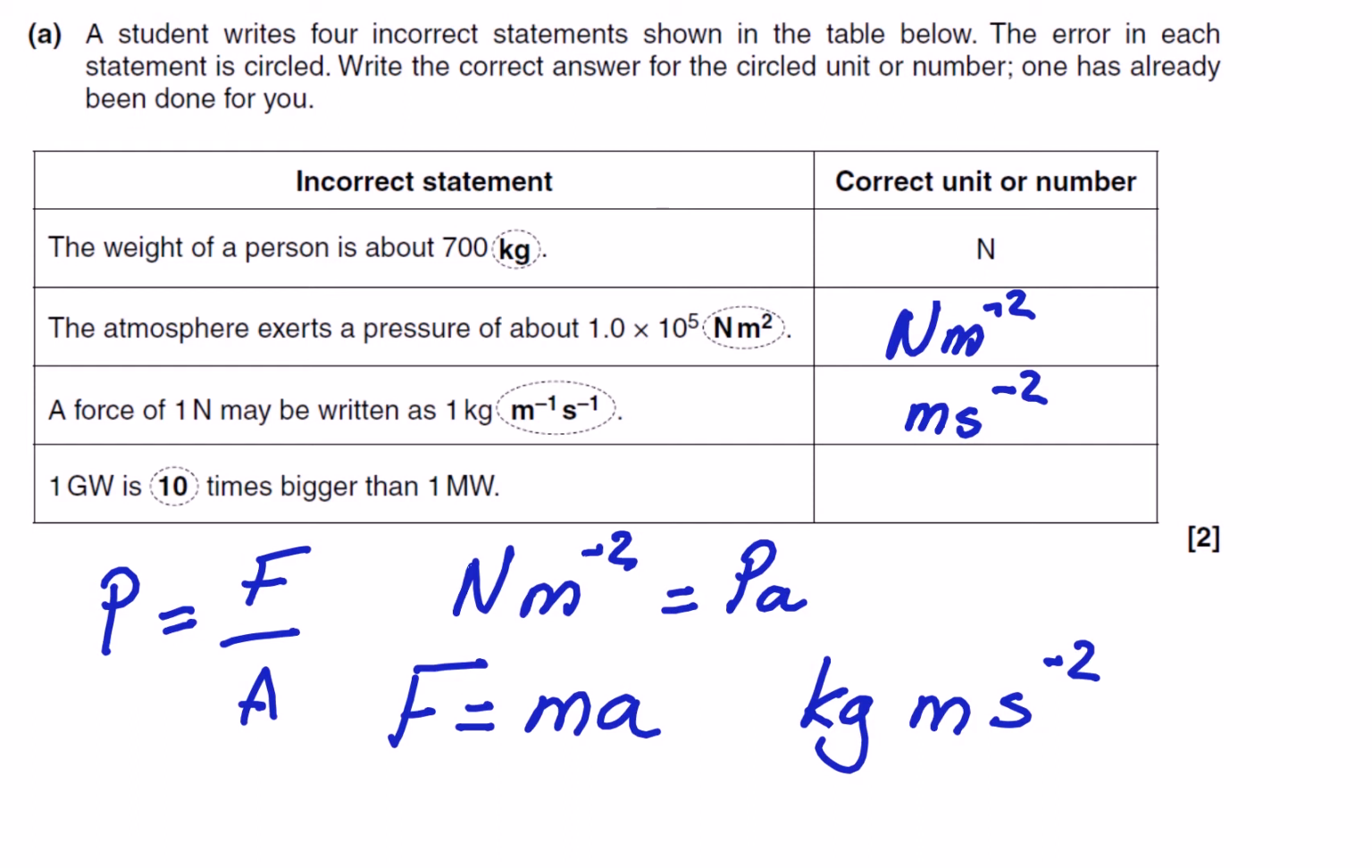And the next one: 1 gigawatt is 10 times bigger than 1 megawatt. Well, let's go up here. A megawatt is 10 to the 6 watts, and a gigawatt is 10 to the 9 watts. So it's not 10 times bigger, but it's 10 to the power 3 bigger, or 1000.